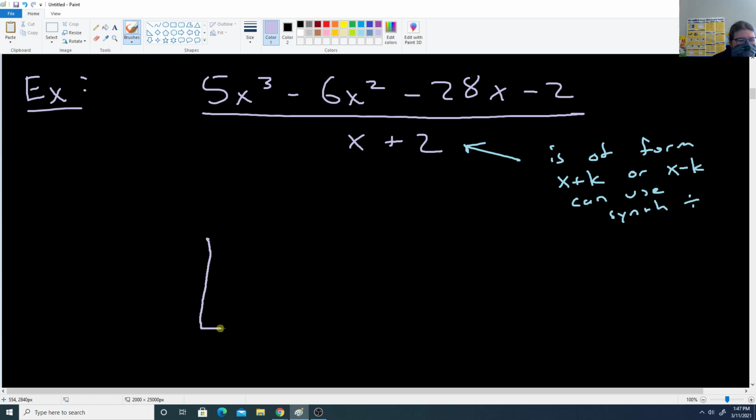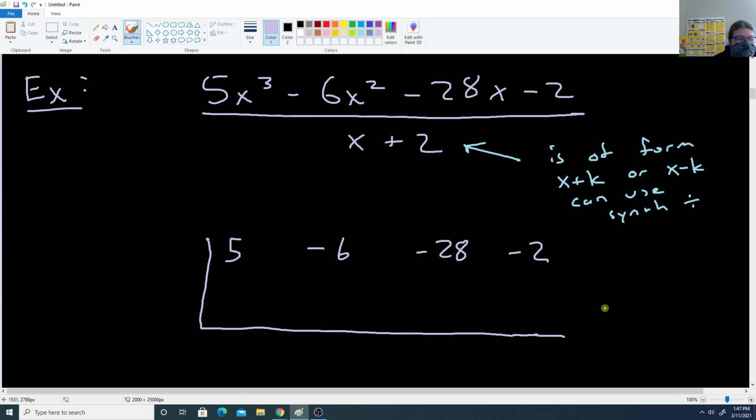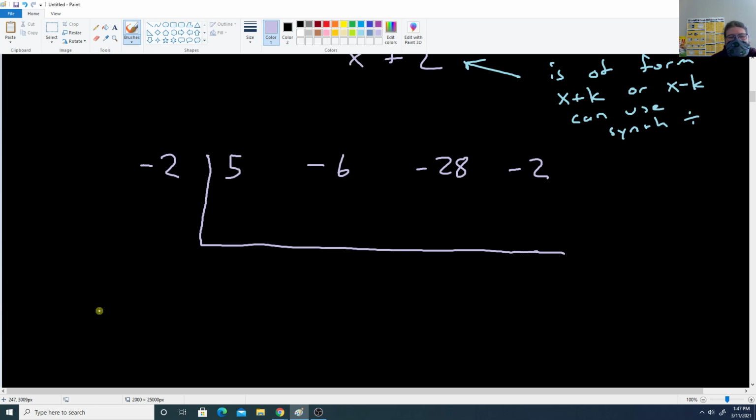What we do is we draw a division symbol like this. We put the numbers of the dividend on the top, and we use zeros for any missing powers of x. So 5 is x cubed's number. Negative 6 is x squared's number. Negative 28 is x's number, so we haven't skipped any powers of x. Negative 2 is the constant term. Since we have x plus 2 here, we switch the sign on the number, positive 2. We'll write a negative 2 out to the side, and then we can perform synthetic division.